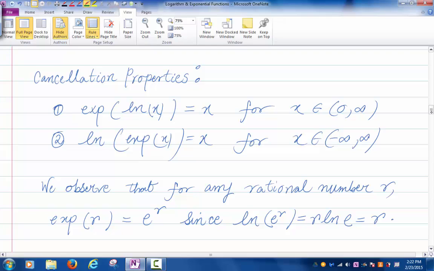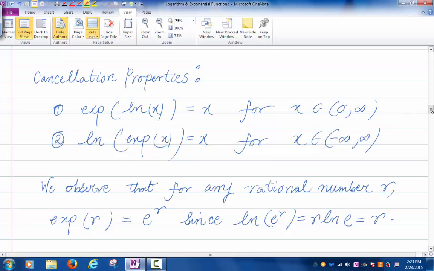Well, if you take the composition of a pair of inverses in any order, you get the identity function. Meaning that if I take exp of ln of x, I get x. If I take ln of exp of x, I also get x. But in the first equation, x is in the domain of ln. In the second equation, x is in the domain of exp. Clear? That's because these two functions are inverses, so they undo each other.